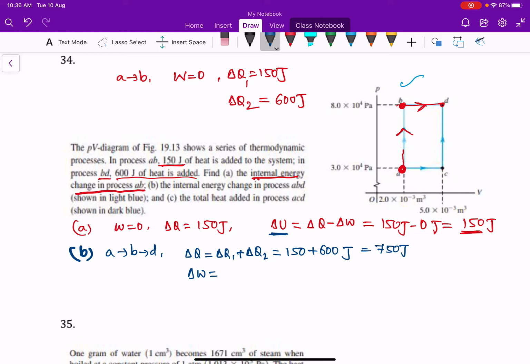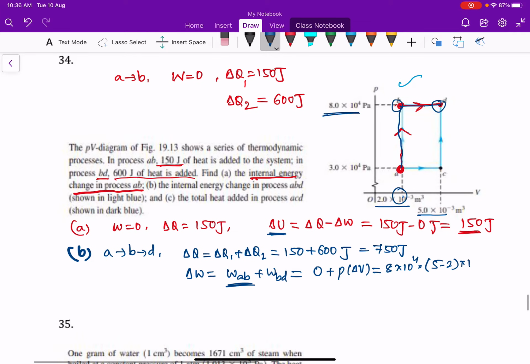So delta W is the work done from A to B plus the work done from B to D. Work done from A to B is 0 since volume is constant here, plus work done from B to D, which is pressure into delta V. So here pressure is how much? 8 into 10 to the power of 4, into final volume minus initial volume. What is the final volume? 5 into 10 to the power of minus 3 minus 2 into 10 to the power of minus 3. So 5 minus 2, into 10 to the power of minus 3.